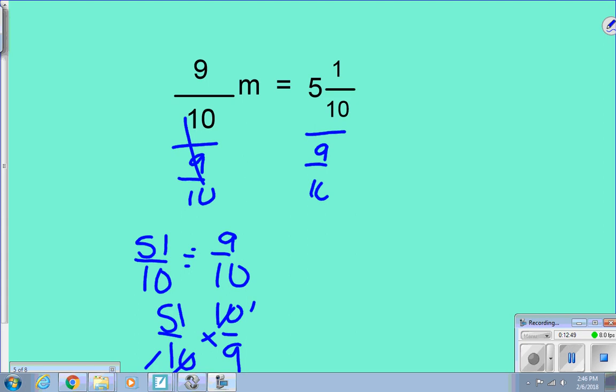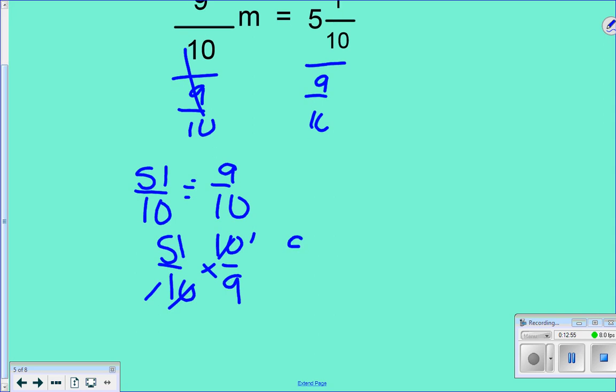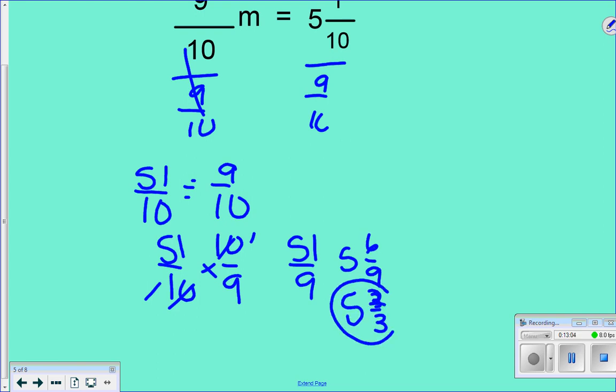There. That's right. Okay, 51 over 9. I can actually make this an improper fraction. I think it's 5 over 9 and 6 and 5 and 3 2/3, I believe. Yep.